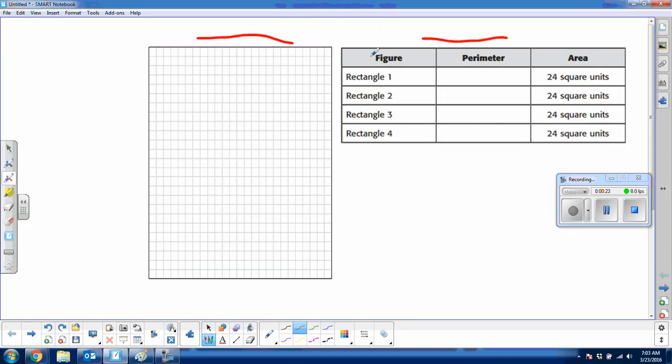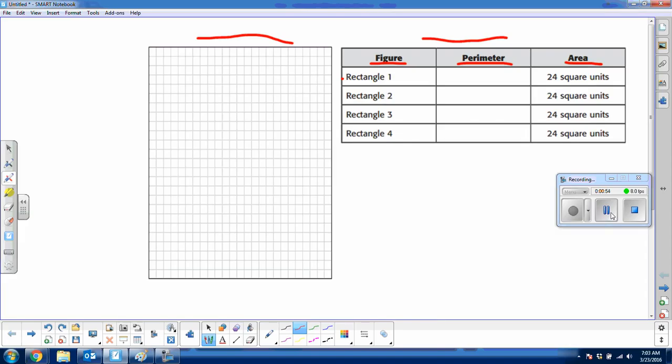The table here tells us that there are rectangles. In fact, it says there's a figure. We need to know the perimeter as well as the area. We know there are rectangles. We don't know what the perimeter is, but we do know that the area of each of these rectangles is going to be 24. All right, so with that, we're going to use our nice little grid right here to tell us what we're supposed to be doing.